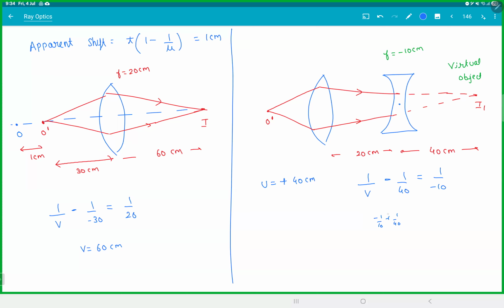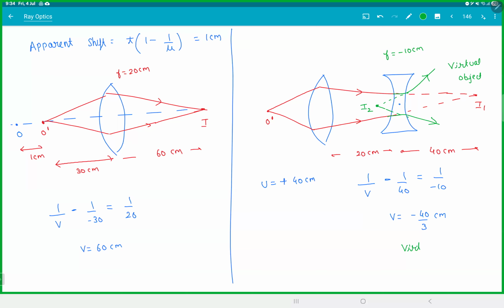So that will be 40 by 3 centimeters. This is a pretty interesting answer. You got again a virtual image. So you know what happened? This lens deviated these light rays so much. This light ray which came here went away like this. And when you trace them back, you got an image here, I2, which is also a virtual image.